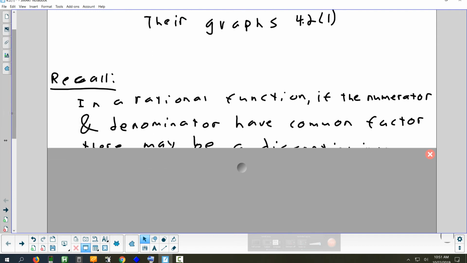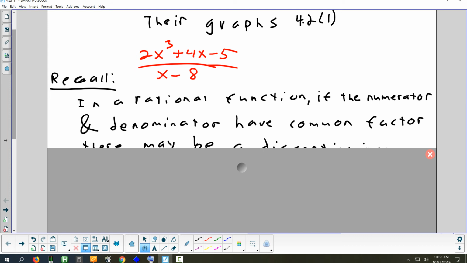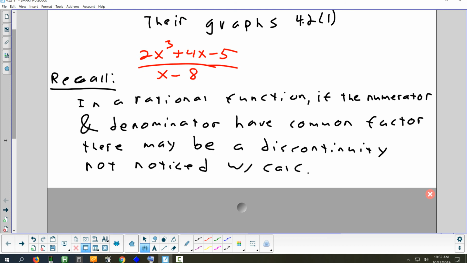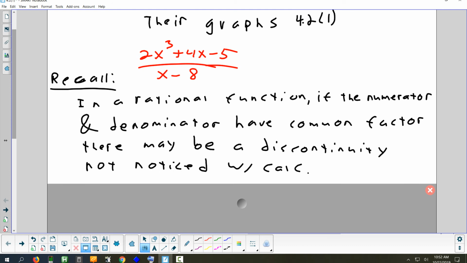So remember, when you have a rational function, that's a function that looks something like this. Could be like 2x cubed plus 4x minus 5 divided by x minus 8. You've got a polynomial in the top, polynomial at the bottom. If the top and bottom have a common factor, remember, you can end up with a discontinuity that you can't see on the calculator. Does anybody remember what we called it?